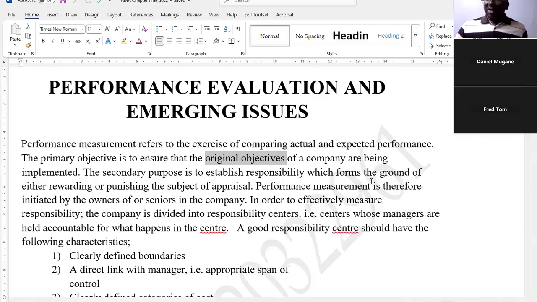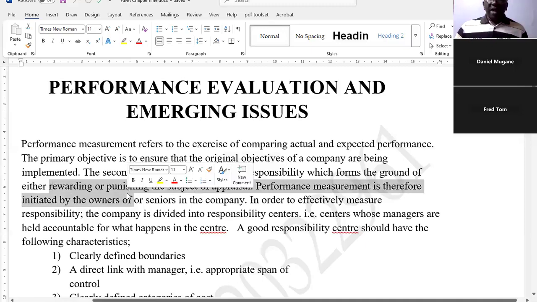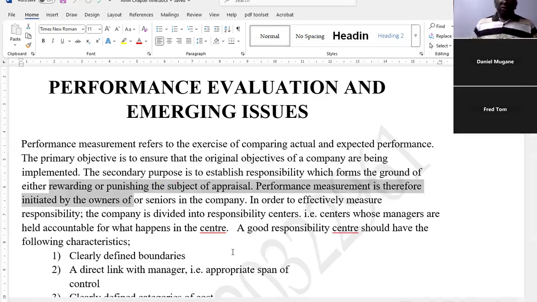This is an exercise that will be done by the owners of the company. They are the ones who will be more concerned about the original purpose. However, it can also be done to get a basis or a ground for rewarding people or punishing people. If we want to punish people in the organization or to reward, what will be the basis? Performance evaluation comes on board.